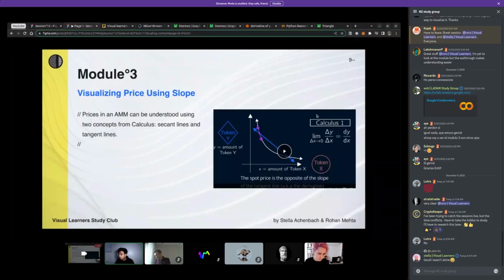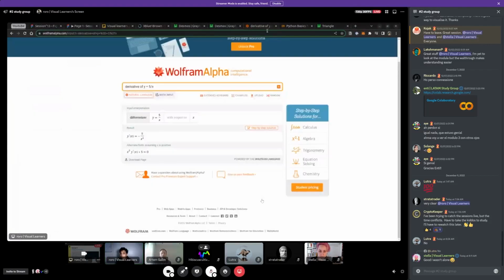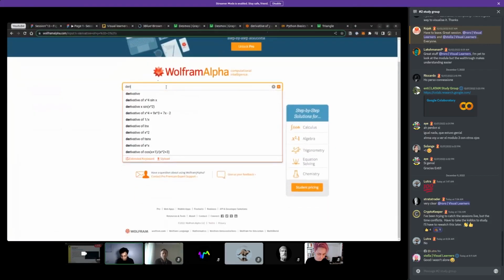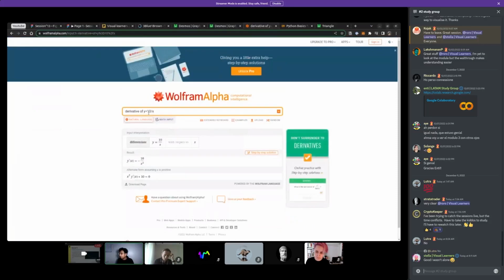Again, no need to know all of this. If you have a curve and want to find the slope, you just go to Wolfram Alpha and type out the derivative of it. Try to put y on one side of the equation. So y is equal to k by x. We can take a random k, say 10 by x. This is the same curve: xy equal to 10 is the same as y equal to 10 by x.